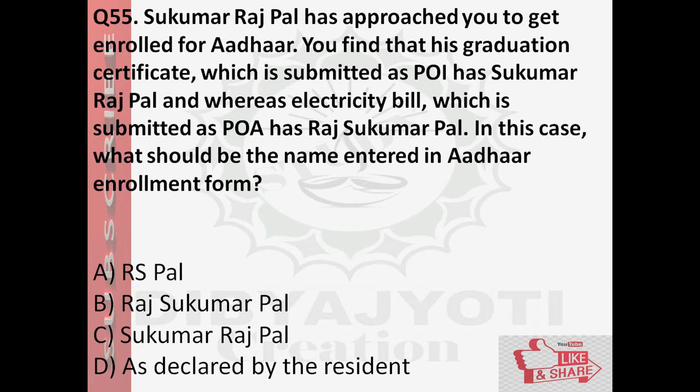Question number 55. Sukumar Rajpal has approached you to get enrolled for Aadhaar. You find that his graduation certificate, which is submitted as POI, has Sukumar Rajpal, whereas the electricity bill, which is submitted as POA, has Raj Sukumar Pal. In this case, what should be the name entered in Aadhaar enrollment form? Option A RS Pal, option B Raj Sukumar Pal, option C Sukumar Rajpal, option D as declared by the resident, and answer is option D as declared by the resident.